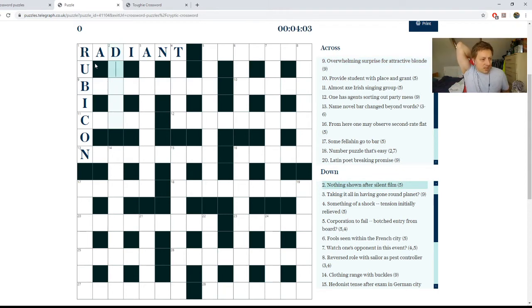Nothing shown after silent film. Nothing shown after silent film. This is quite nice. I will give this a few seconds for the chat.